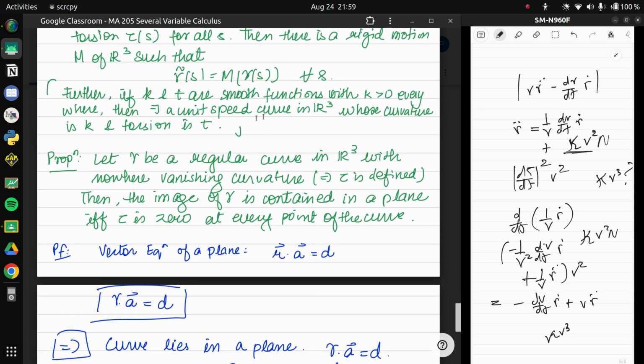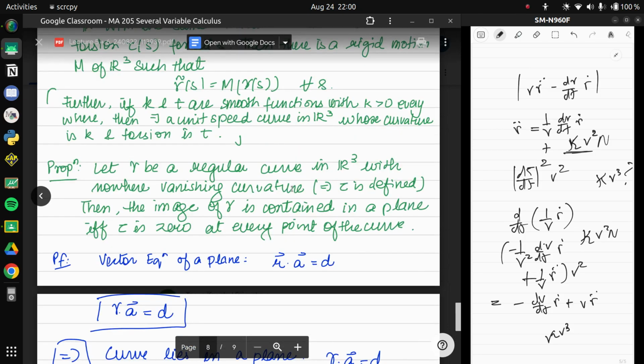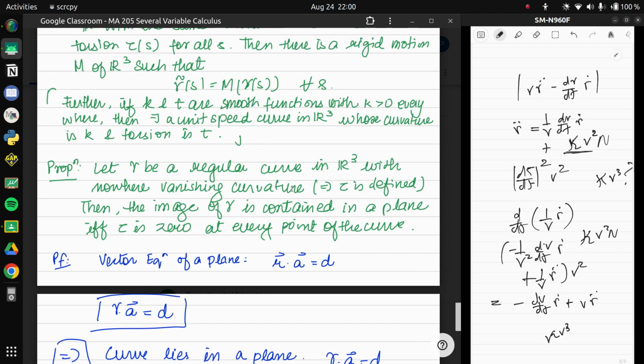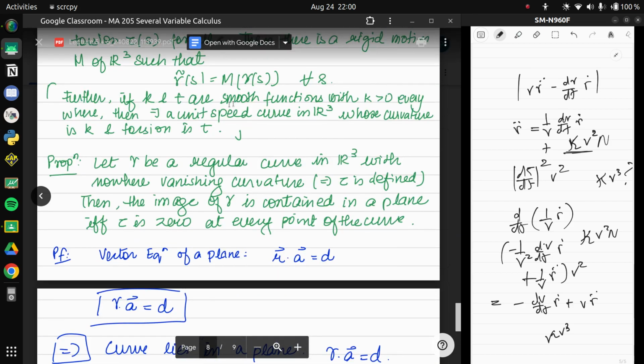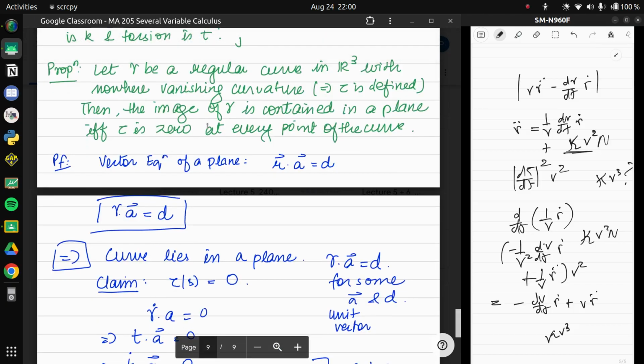So the proof is: let gamma be a regular curve in R3 with nowhere vanishing curvature. That means tau is defined, and the image of gamma is contained in a plane if and only if tau is 0 at every point of the curve. Okay. So this is a proposition that we are proving first, and the theorem is not proved yet, but this proposition is being proved. Wait, do you need the curvature to define tau? Yeah, you have to define n, and that way you need a curvature.